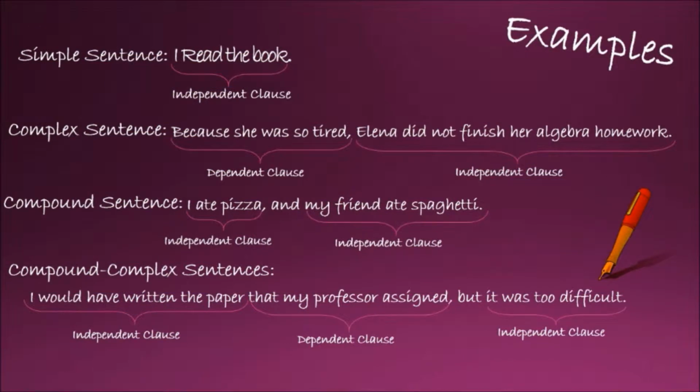A simple sentence is a sentence with only one clause. Let's look at the example. I read the book is an independent clause because I is the subject and read is the predicate.